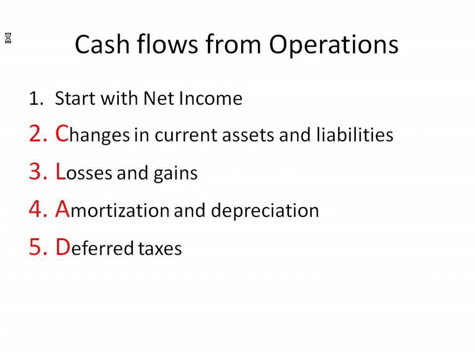The first section in the indirect statement of cash flows is cash flows from operations. We're going to be showing you an example here in a moment. But we're going to start with net income. And then we've got a new mnemonic for you to memorize, CLAD, C-L-A-D. The first is changes in current assets and liabilities. Second is losses and gains. The third is amortization and depreciation. And the fourth is deferred taxes. So that's really all of the section of operations in the indirect statement of cash flows.